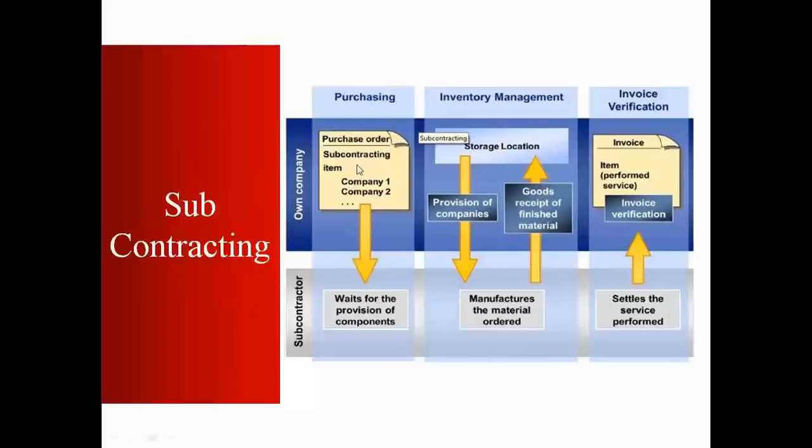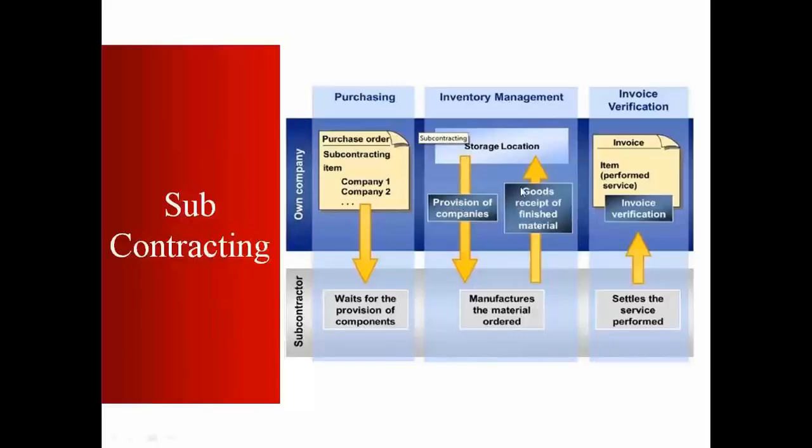Here you can see there are three different blocks in this picture: purchasing, inventory management, and invoice verification. If you look at purchasing first, a subcontracting purchase order will be created. It's a special type of purchase order called a subcontract purchase order, and it will be created and sent to the contractor who is waiting for the components. If you look at it from the inventory management point of view, we're sending them all the goods required to make a laptop.